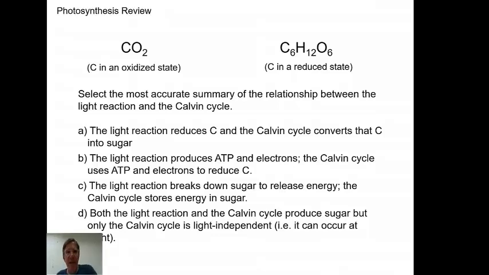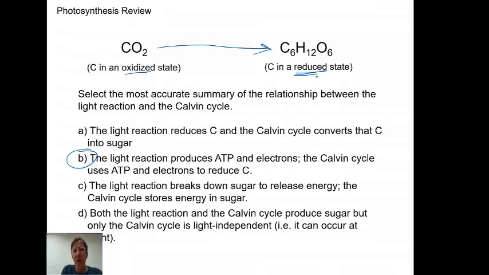Anyway, this is a review of photosynthesis, and the best answer for this one is B. This is the one that best states the relationship between the light reaction and the Calvin cycle. You might remember from a class like Bio 161 that we're starting off with carbon dioxide, which is carbon in an oxidized state, and then through the light reaction and the Calvin cycle, we're converting that into glucose, which is carbon in a reduced state. And remember, those reduced carbons store more energy than the oxidized carbons in CO2.